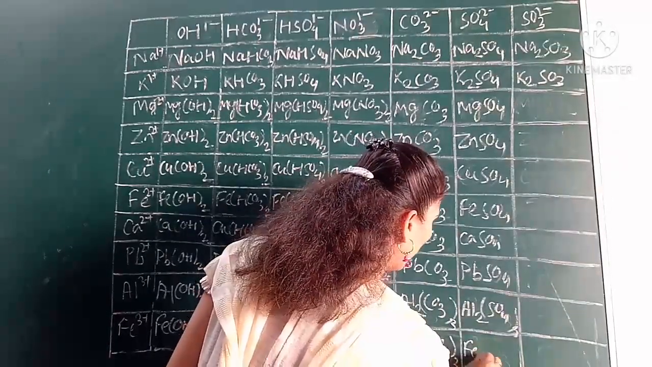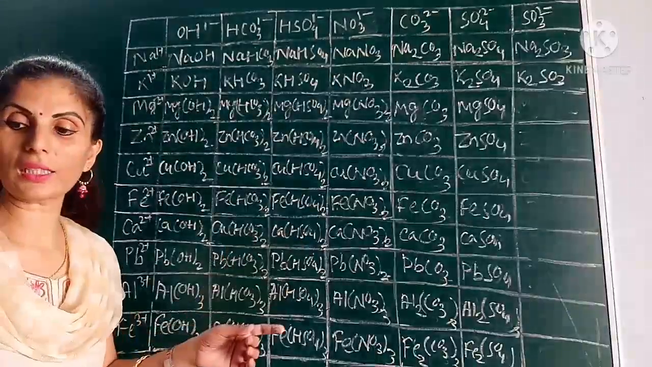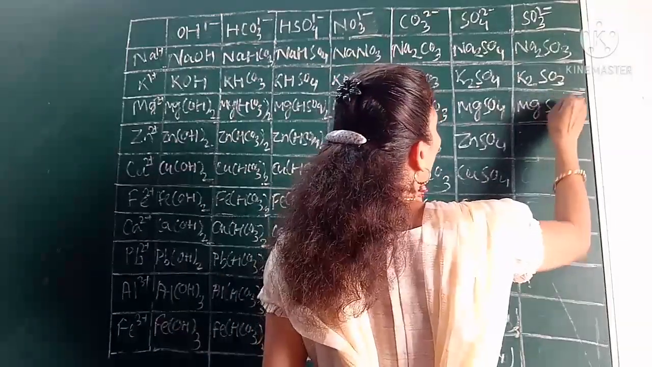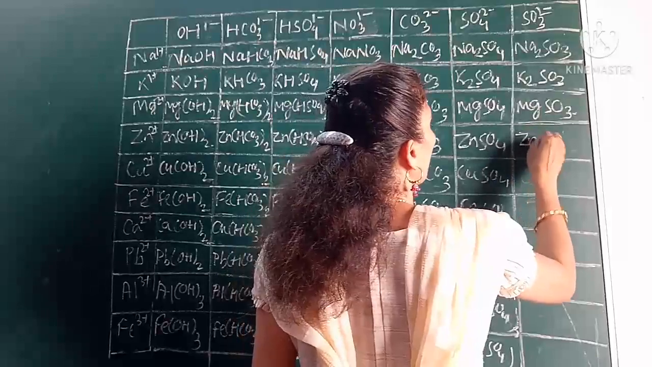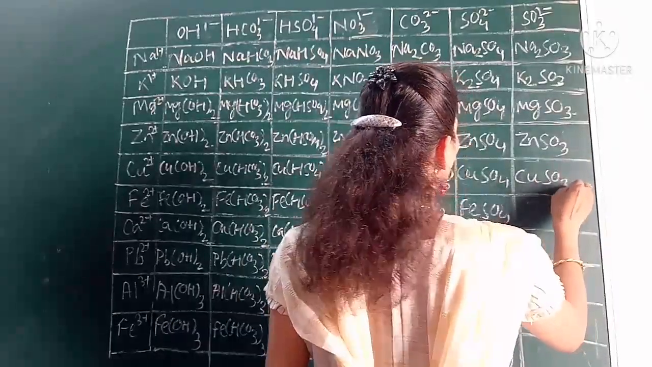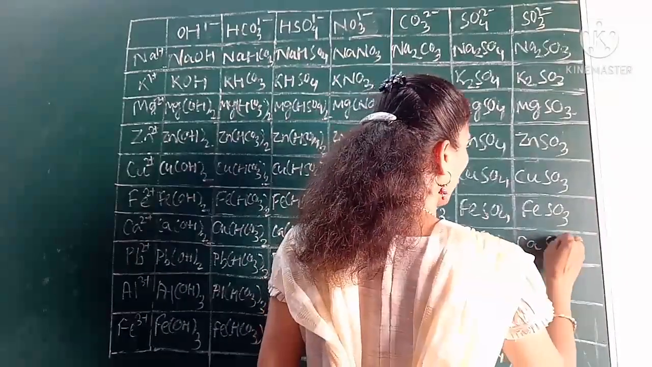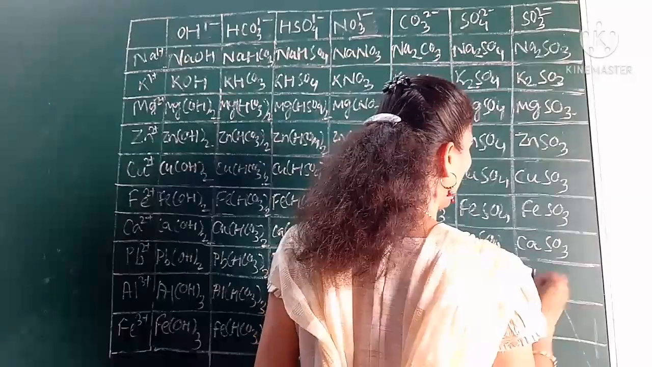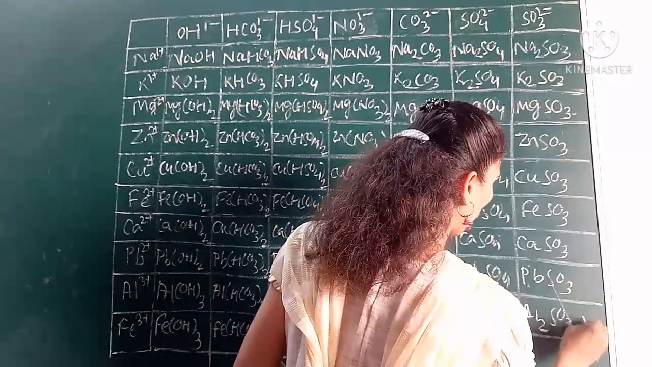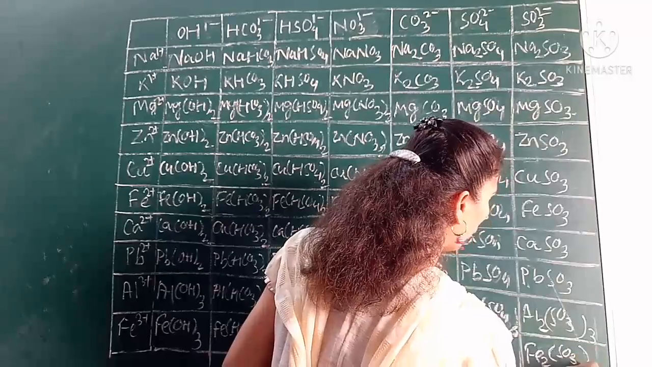Then Fe2(SO4)3. Like this you can complete the last also. What is the SO3? MgSO3, magnesium sulfite. ZnSO3, zinc sulfite. CuSO3, copper sulfite. FeSO3, ferrous sulfite. CaSO3, calcium sulfite. PbSO3, lead sulfite. Al2(SO3)3. Like this, Fe2(SO3)3.